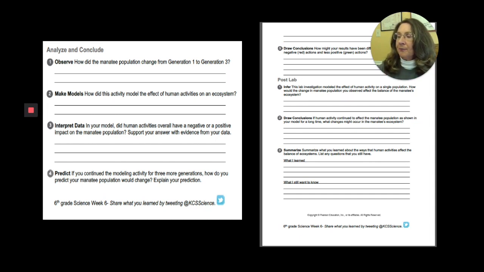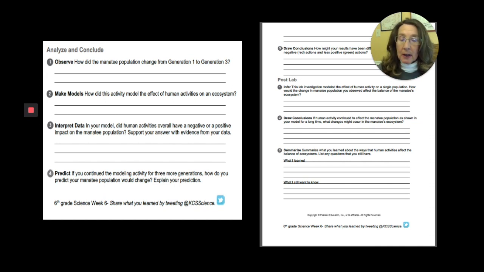Question 1 simply asks you to analyze what happened to the manatee population over 3 generations. Look at your data. Did your population increase, decrease, or maybe even stay the same? In question 2, you will explain how you were able to model the interactions between humans and manatees in this lab. Think about what you did and how this process might answer our essential question.